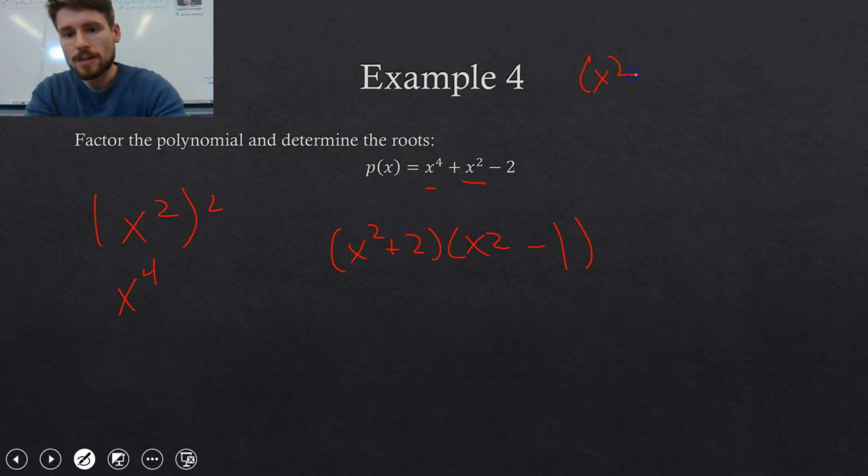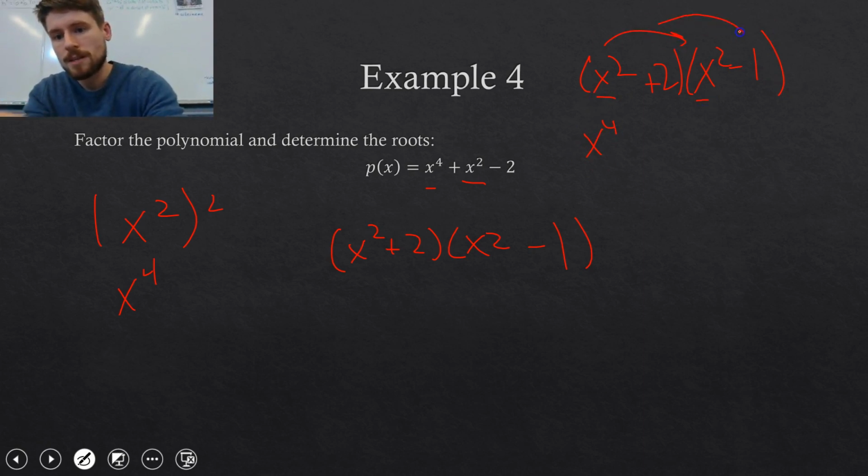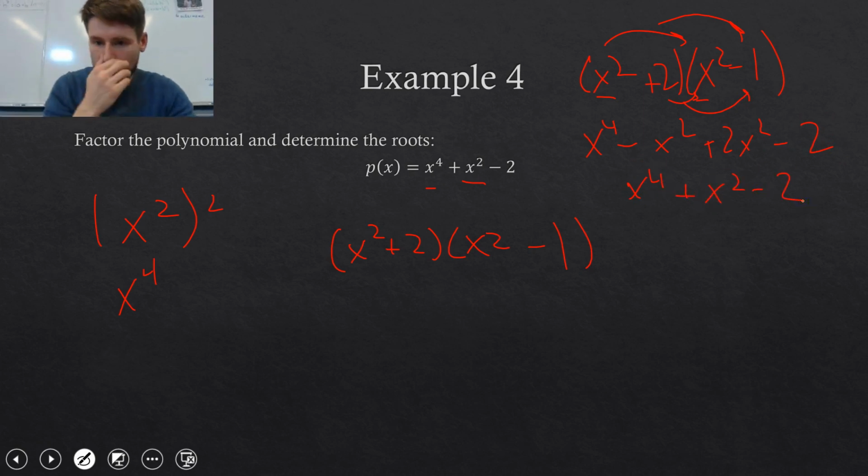So if we were to multiply x squared plus 2 by x squared minus 1, then I'm going to get x to the fourth. That's from x squared and x squared, and minus 1, that's going to give me minus x squared, 2x squared, that's plus 2x squared, and 2 times negative 1, that's going to get me minus 2. And so we see, in fact, we do get what we started with, x to the fourth plus x squared minus 2, if I were to distribute it back.